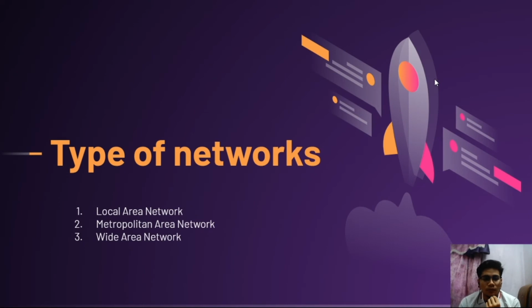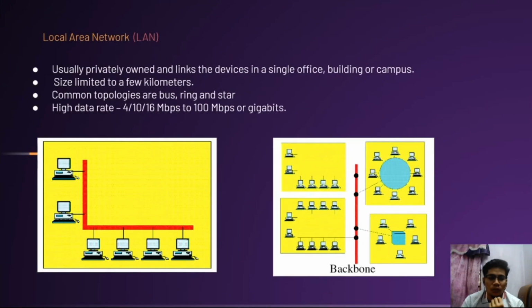Next, we go to the next part, which is types of network. There are three types of network. The first, local area network. Second, metropolitan area network. And the third is wide area network. So we go to the first one, the local area network or LAN. LAN is usually privately owned and links the devices in a single office, building or campus. The size is limited to a few kilometers. Basically, the topologies used are bus, ring and star, and the data rate is between 60 Mbps to 100 Mbps.